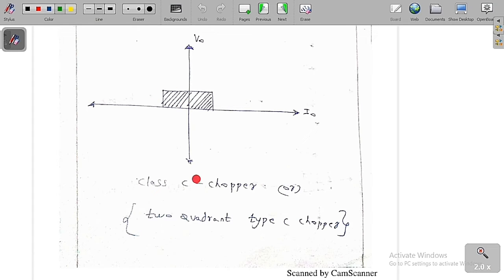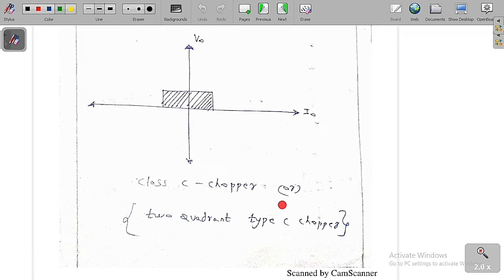So this is called the class C chopper, or two coordinate type C chopper. The circuit diagram represents a two coordinate type C chopper. So this is basically a two coordinate type C chopper.